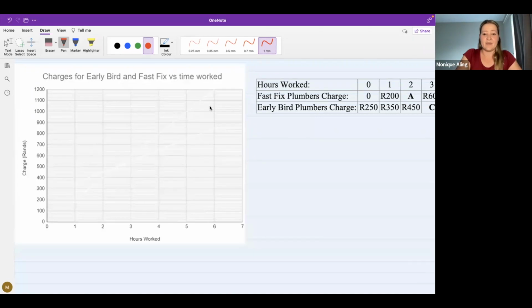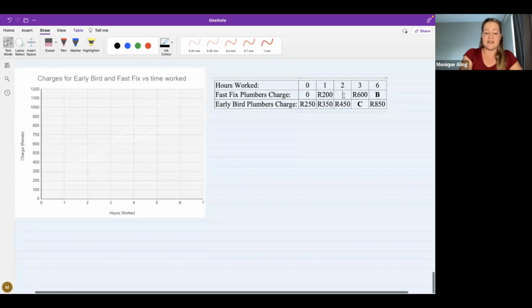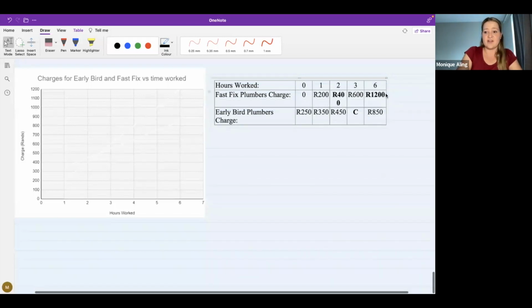Okay. Doesn't have to be the neatest graph. I'm just going to fill in the amounts here, so it's easy to see the table is right next to it. Okay, we said A was 400, B was 1,200.